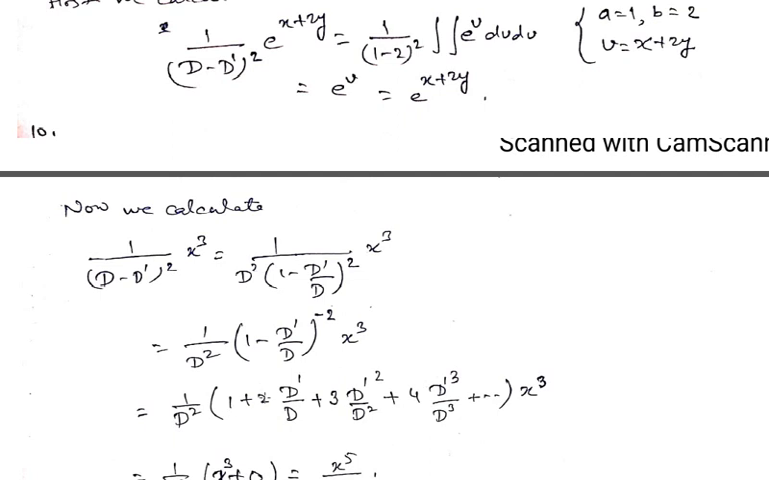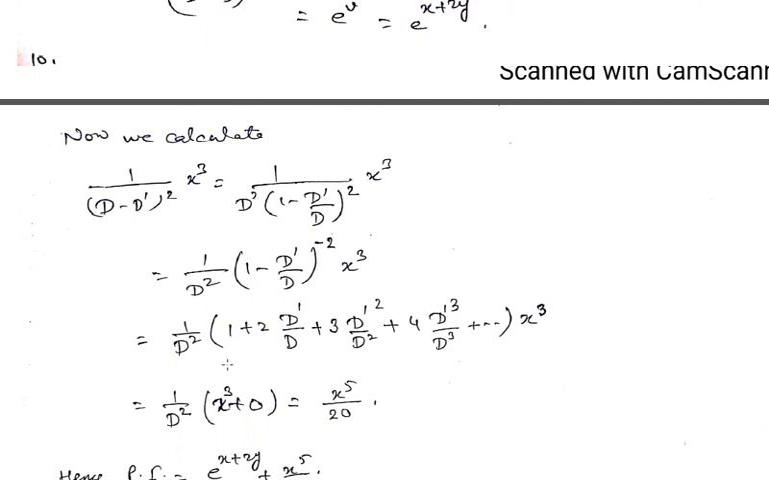So its first term is 1 plus 2 d prime upon d, second term is 3 d prime square upon d square, next term is 4 d prime cube upon d cube, plus the next term is a term containing a derivative of fourth order. When we differentiate x cube 4 times with respect to x, it gives us 0. Now we will first differentiate x cube with respect to y. It already gives us 0. So all these terms give us 0, as there is no term of y appearing here.